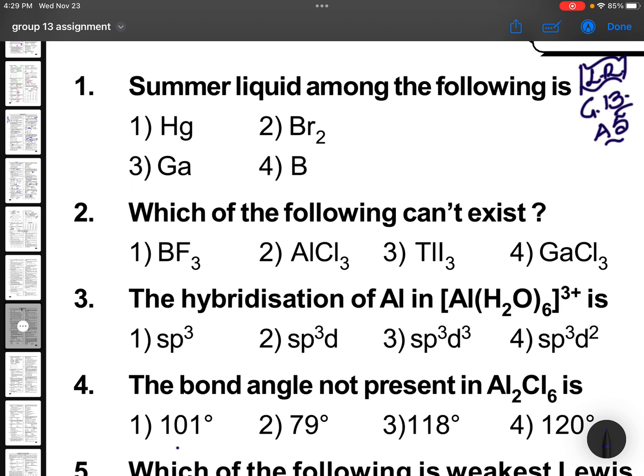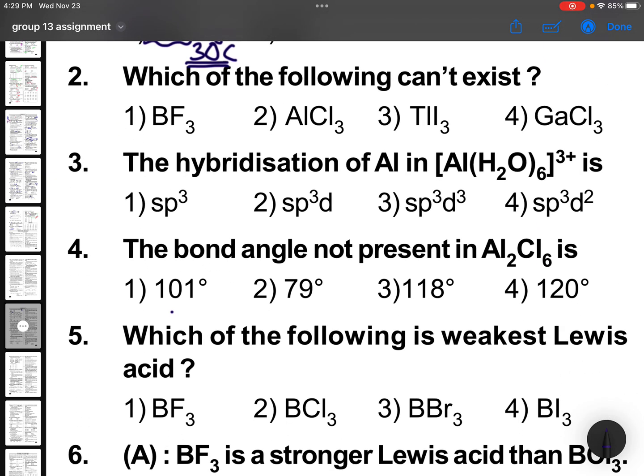Group 13 elements, assignment number 5. Summer liquid among the following is gallium, because from 30 degrees Celsius onwards it is liquid, so it is called summer liquid. Which of the following cannot exist? You can easily guess TlI3, because thallium with plus 1 oxidation state is more stable.